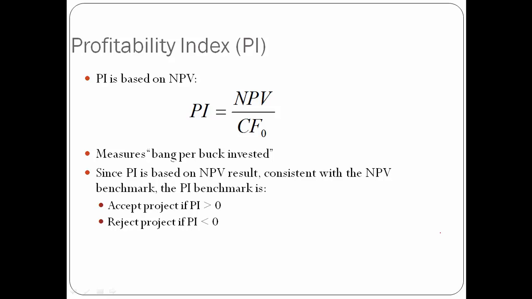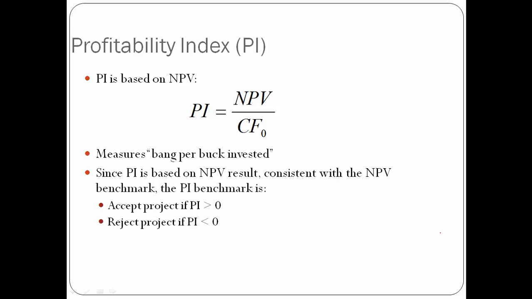Profitability index is calculated based on NPV. So you simply use NPV divided by the initial amount of investment, or say cash flow at time 0. So this is a measure of pounds per buck invested. Say out of $1 investment, how much NPV can be earned by the project.